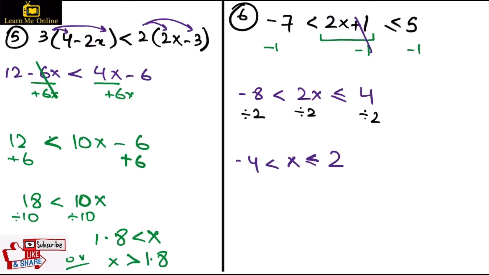So it means that now we have solved for x, and we are getting the range of the values, which is between minus 4 to 2, where minus 4 is not included, but 2 is included because 2 is having the less than or equals to symbol with it.